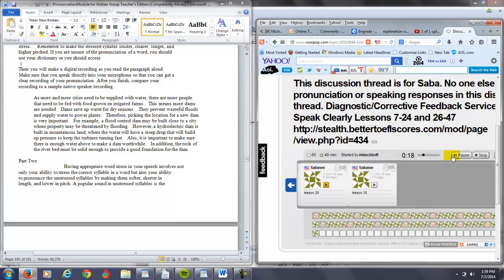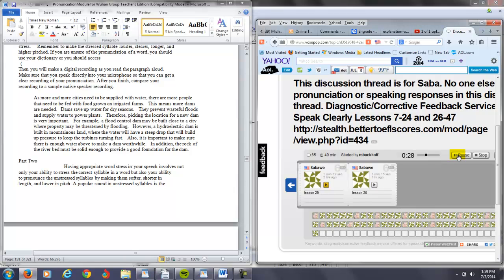They prevent wasteful floods. You want to say wasteful floods, not waterfall floods. Wasteful. They prevent wasteful floods and supply water to power plants. Now with your P, again, we're working on this one. You want to make sure you pronounce the P with more air. Supply. And supply water to power plants.